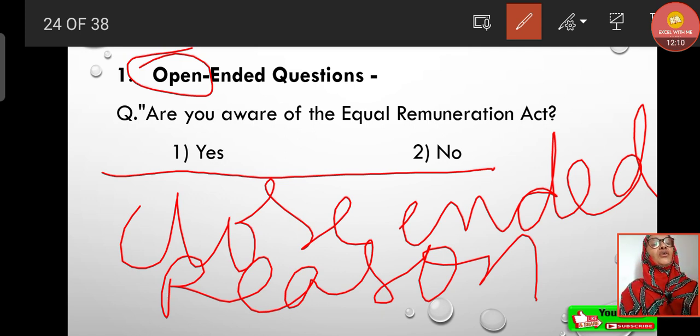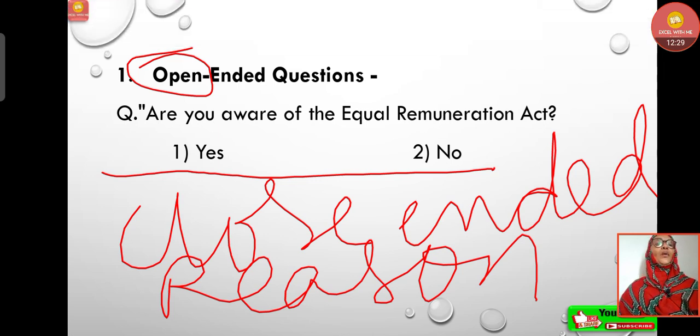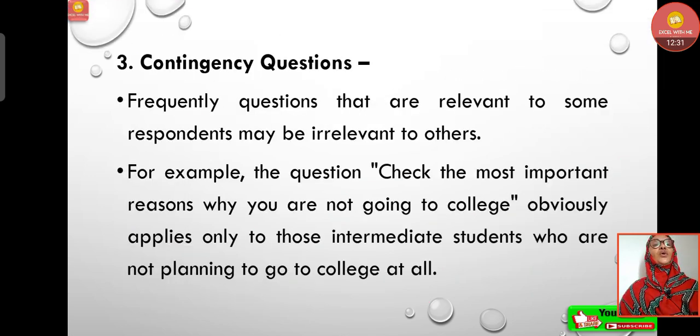They will say yes or no, that is closed-ended. But if we ask why, then it will become an open-ended question. Each person will give their own answer. If you know, what are the things; if you don't know, why you are not aware, you can give the reasons also here. This can become the open-ended question. So open-ended and closed-ended we understood.